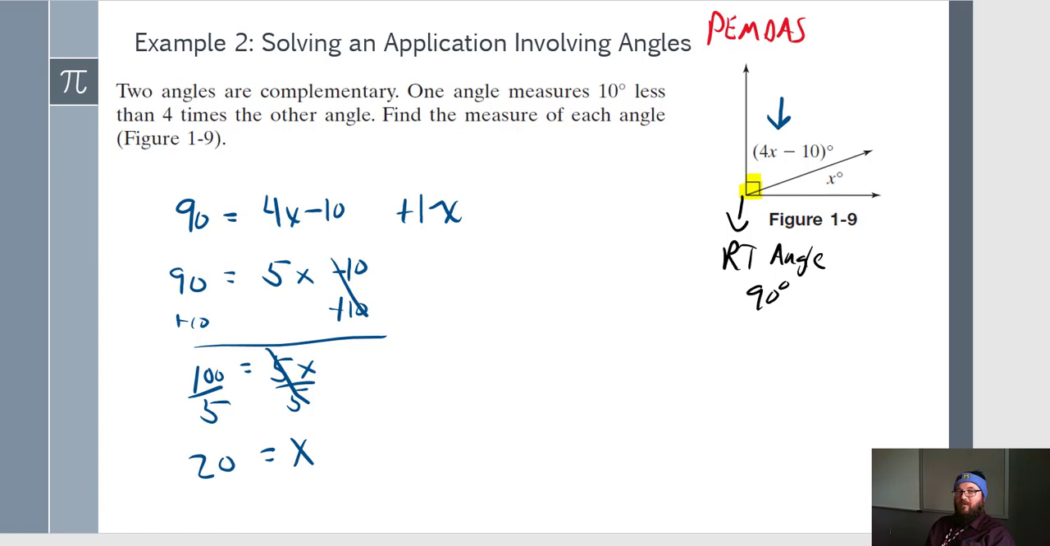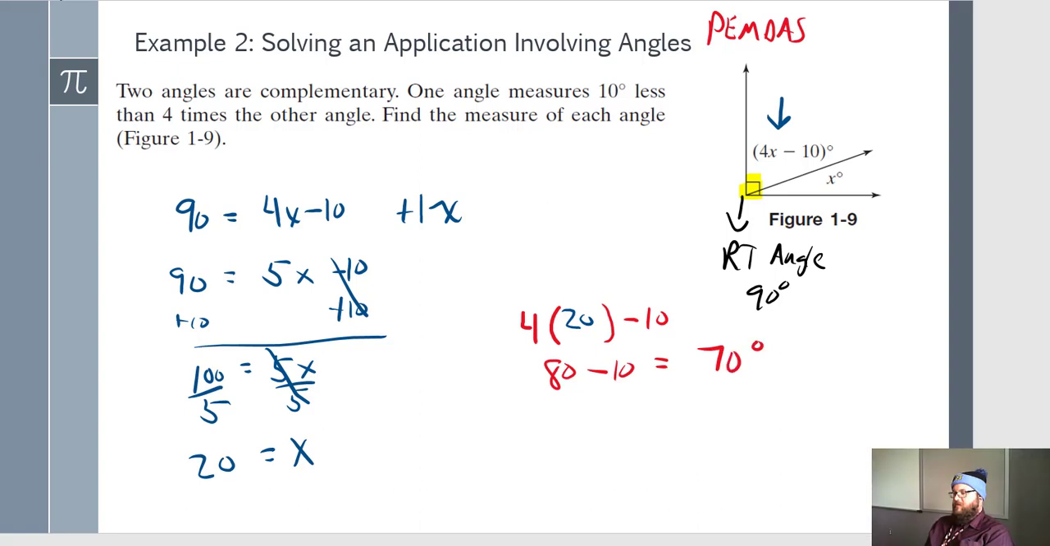Well, then what are the angles? This first angle, we're simply going to say 4 times 20 and then minus 10. So if we do this, in parentheses, not exponents, we do multiplication: 4 times 20 is 80, minus 10, which should give us 70. So the first one is 70 degrees.